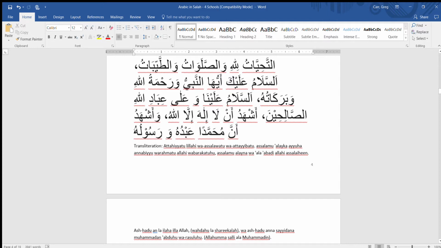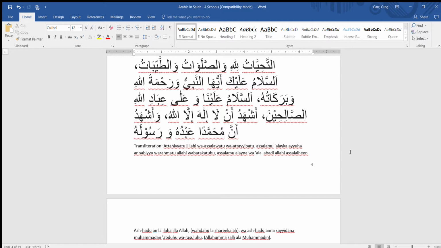And notice that this last u is optional to be pronounced. So you can say wa ashhadu anna Muhammadan abduhu wa rasuluhu, or you can say wa ashhadu anna Muhammadan abduhu wa rasuluhu. Most people will say the second one, wa rasuluhu.